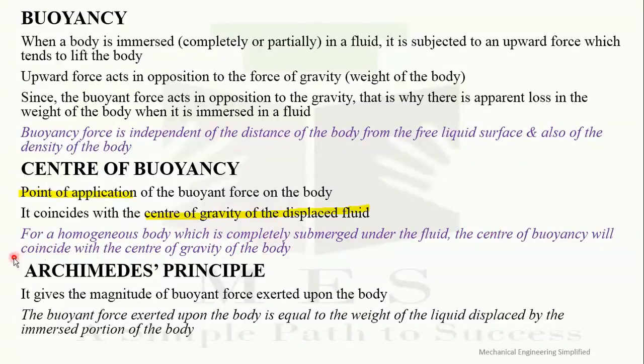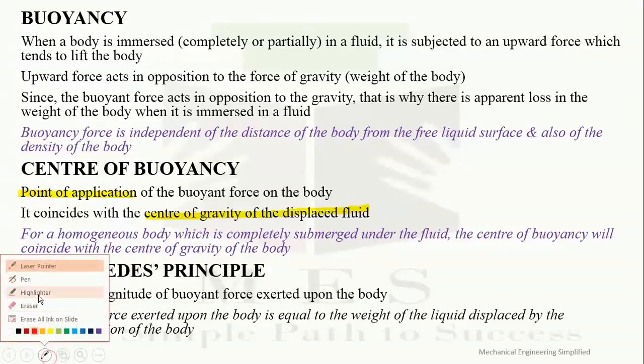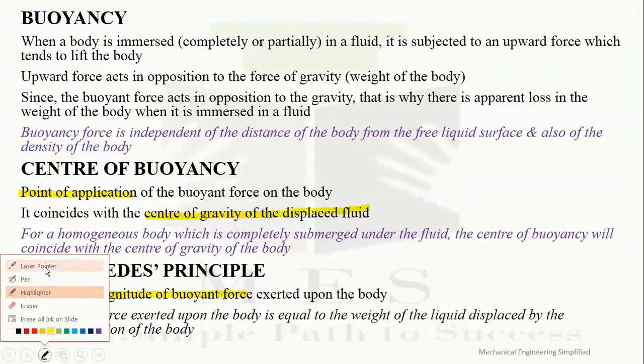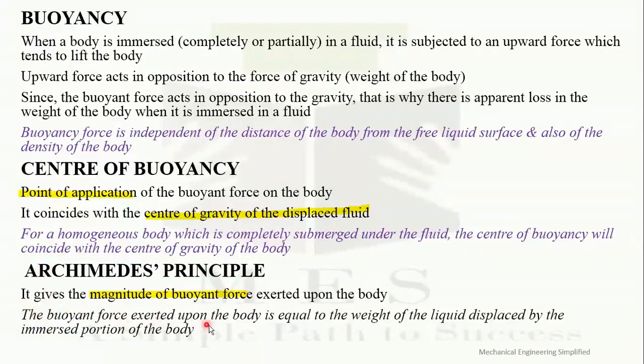Then we have one important principle in this, known as the Archimedes principle. It gives the magnitude of the buoyant force exerted upon the body. What does this principle state? It states that the buoyant force exerted upon the body is equal to the weight of the liquid displaced by the immersed portion of the body.